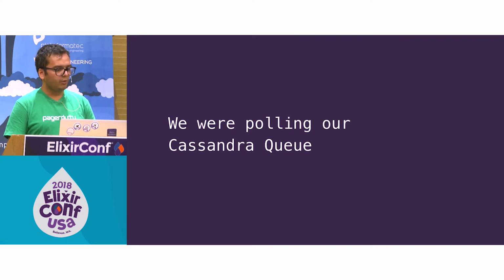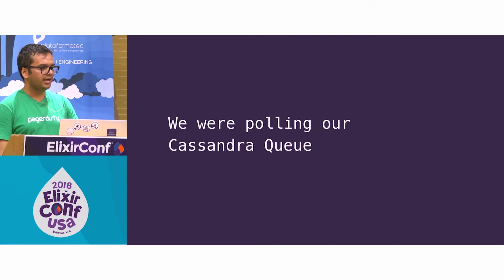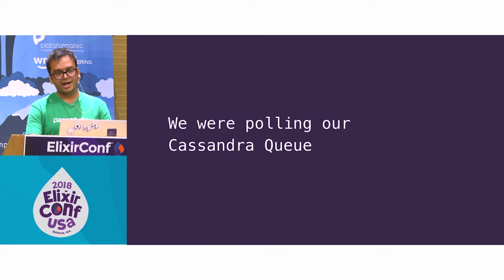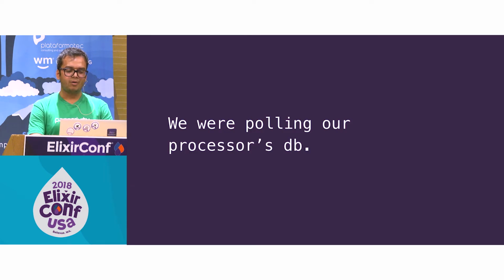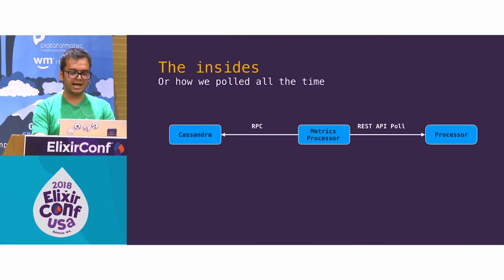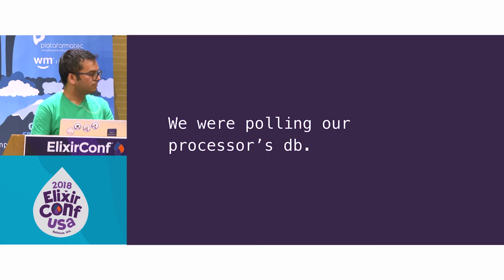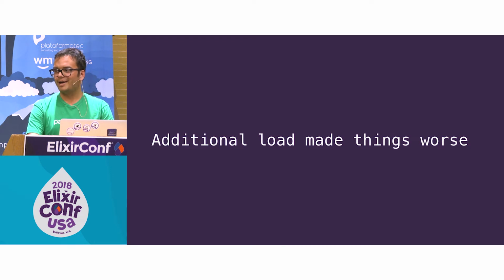The first one was we are polling our Cassandra queue. We're polling the same database to which customer data was being written at a very high rate. And while Cassandra does support high write rate and high-ish read rate, we're also doing something that was not really recommended. What we were doing was we're polling our processor's RESTful API in the DB. So if you go a few slides back, you'll see that the processor's database was being polled all the time. So because of that, with additional load, things got really bad.